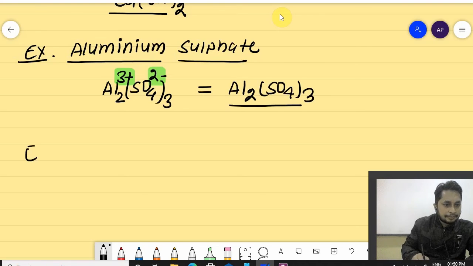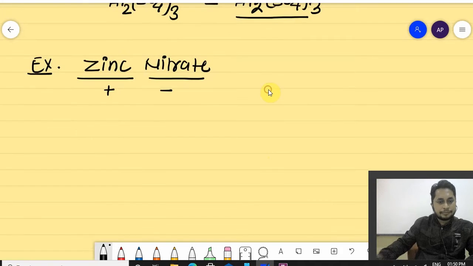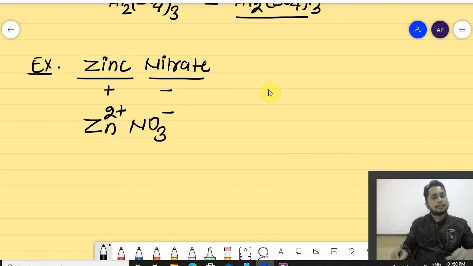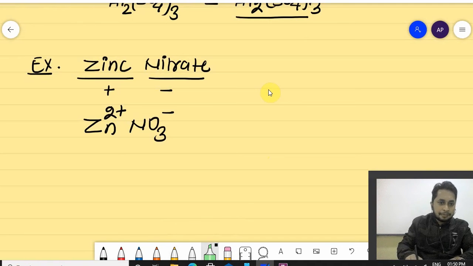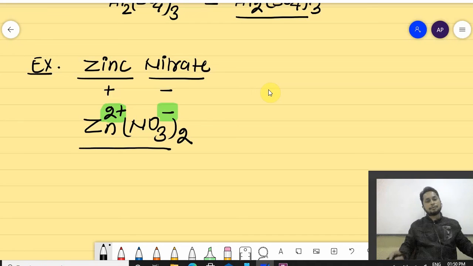Like zinc nitrate, for example, the formula of zinc nitrate. This one will be the cation and this one will be the anion. The symbol of zinc with charge, and the symbol of nitrate with charge. Zinc has double plus charge, nitrate has single minus charge. It means 1 multiplies zinc, and this 2 will be multiplied in nitrate with a bracket because nitrate is a polyatomic ion. So Zn(NO3) whole twice, Zn(NO3)2.